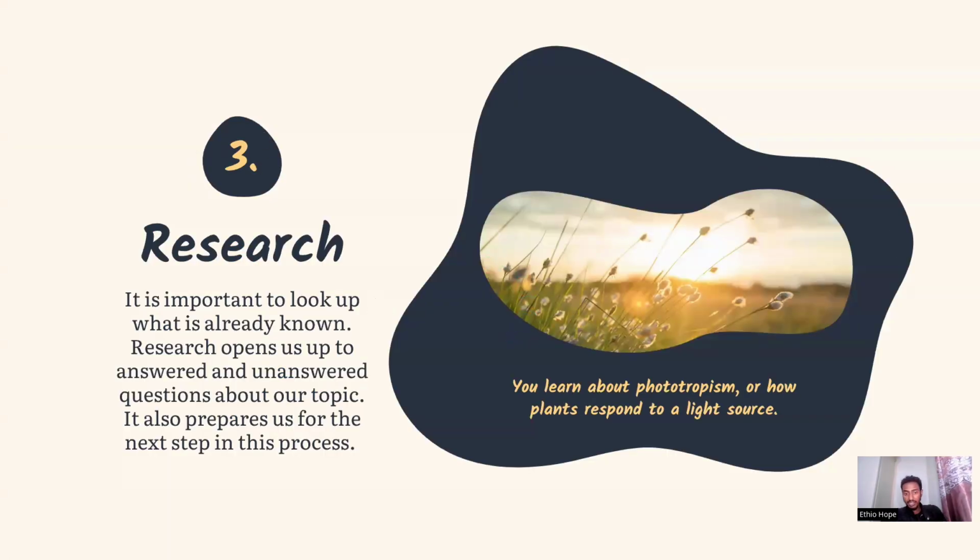Before experimenting, the next step is research. Scientists research what is already known. This saves time and helps us design smarter experiments. In this case, we might discover phototropism. Phototropism is the process where plants respond to light by growing toward it. We might also read about hormones called auxins, which move inside the plant to cause bending. So research helps us learn from others and refine our questions.